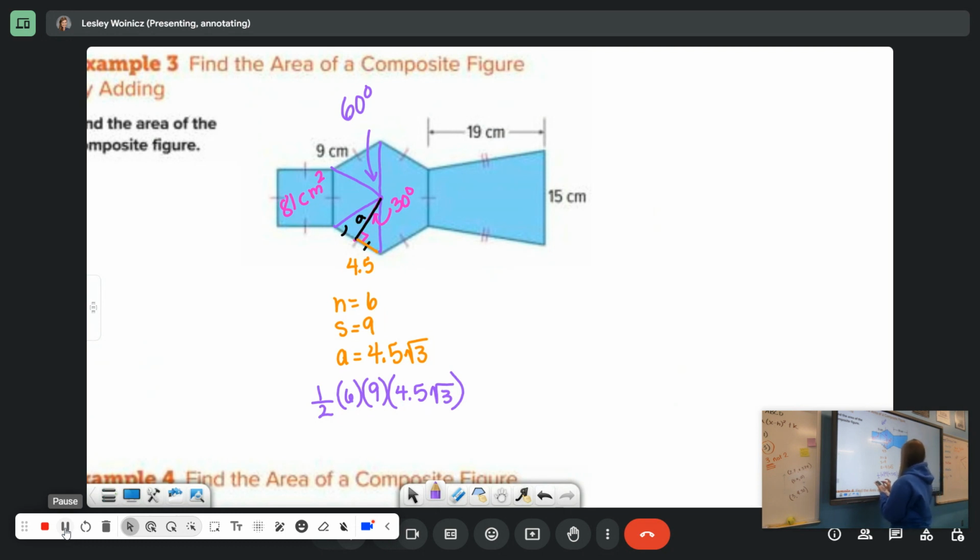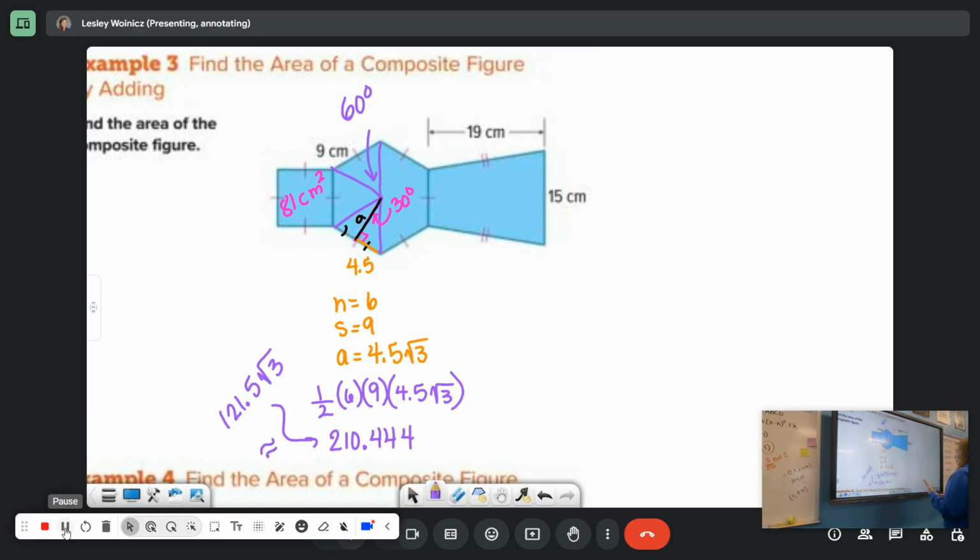Okay, so I'm getting 210.444 approximately. So it's 121.5 root 3, and then it's approximately that.